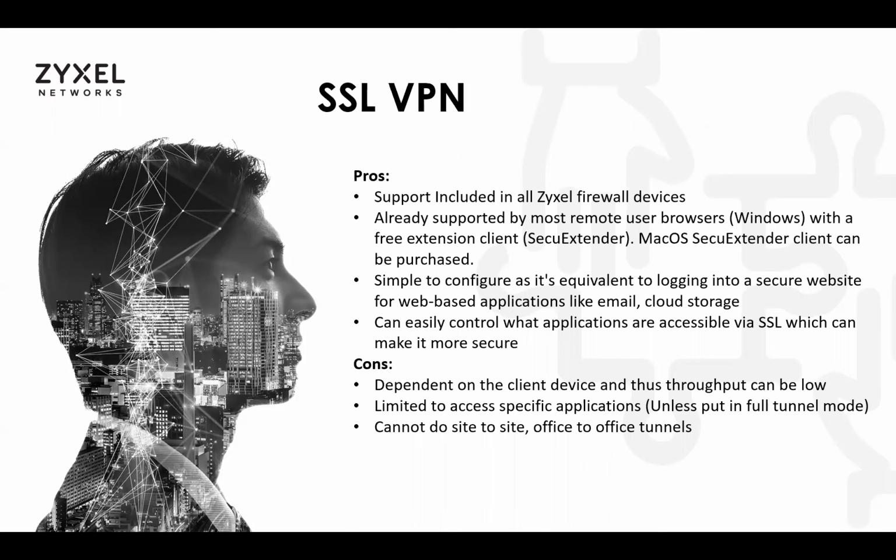Now, the only bad things about this, or the cons, is basically it depends on the client device, and thus the throughput can be very low. So out of all the options, SSL VPN is actually kind of the slowest. And it's limited to access specific applications. And with SSL VPN, you cannot do a site to site. It's purely client to site.